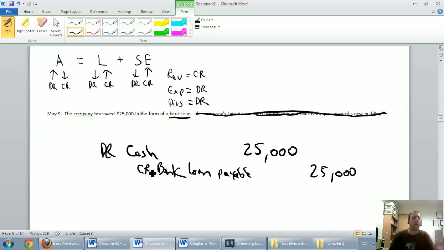So if I was in any doubt about what to do with this bank loan payable, whether to debit or credit it, I would go, I am rock solid that I should be debiting cash. Therefore, I have to credit the next account. And so that's why I like dealing with cash first. It kind of eliminates a few options. So debit cash, credit bank loan payable. Let's date this thing. May 9th. And again, a description: borrowed 25 grand from the bank. I mean, that's a reasonable description.